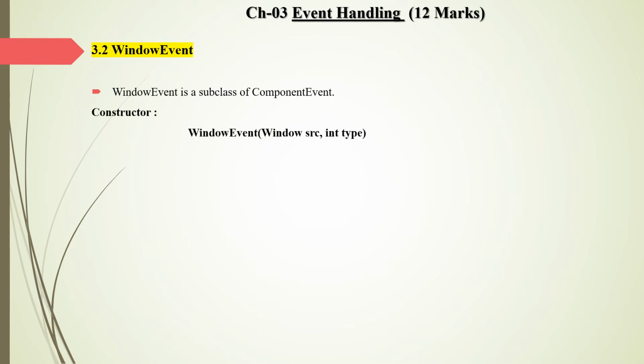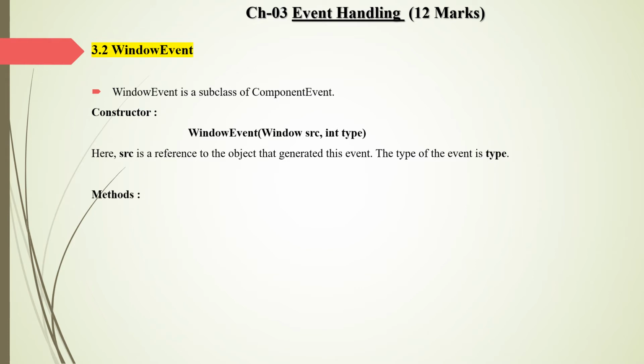Then the constructor. The WindowEvent constructor has two parameters: window source and integer type. Source is the reference to the object that generates this event, meaning the object of the window. If my frame f1 generates any window event, then f1 is passed in the first parameter. F1 is the object of Frame. And second is the integer type. Type means the 10 types of window event that we saw in the previous slide. Any one is passed in the second parameter.